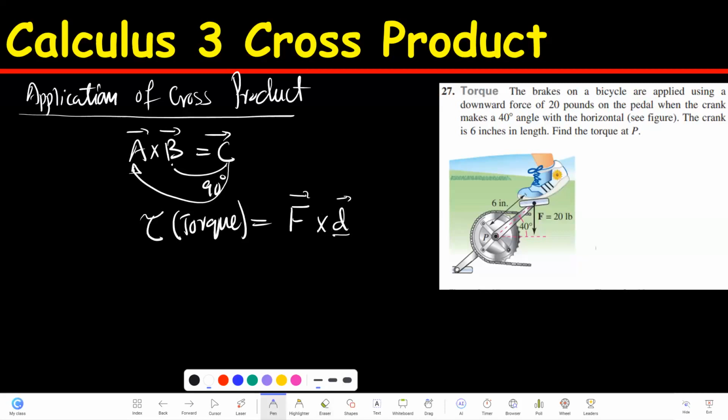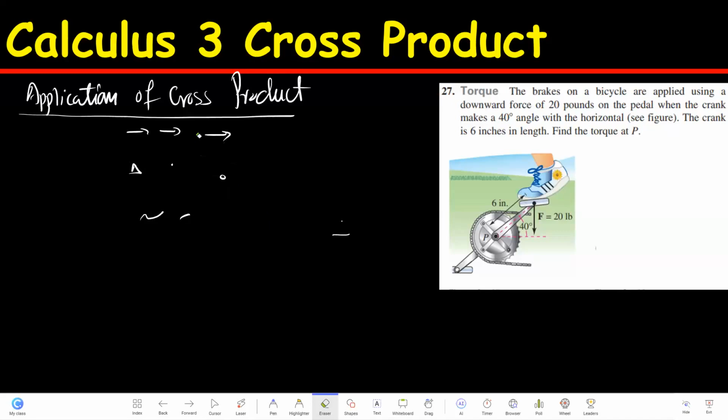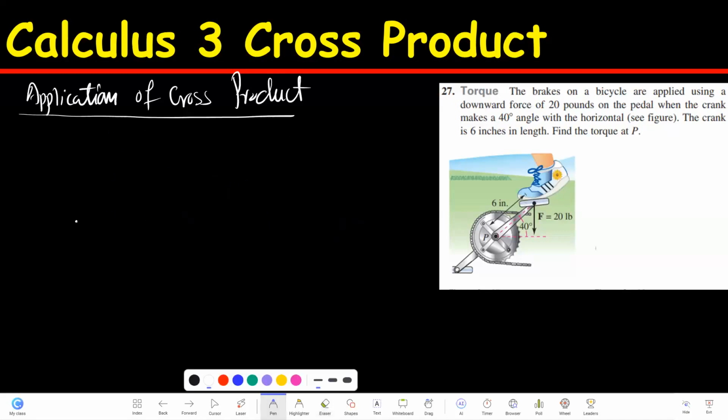This d is the perpendicular distance between the force and the origin, where you apply the force, which is the turning point or rotational axis. That's the perpendicular distance. So what I'm going to do is apply this whole thing to this application. So let's jump into that. First things first, I'm going to draw this side by side. So here, I want to draw something.